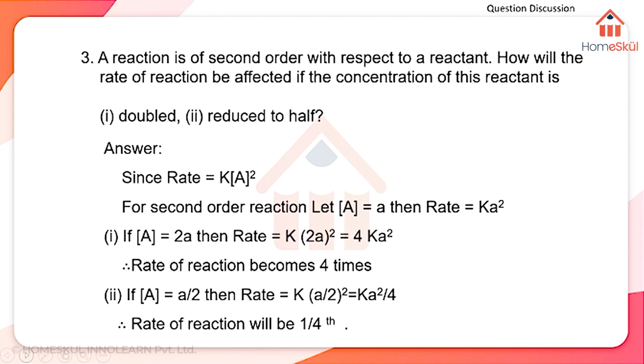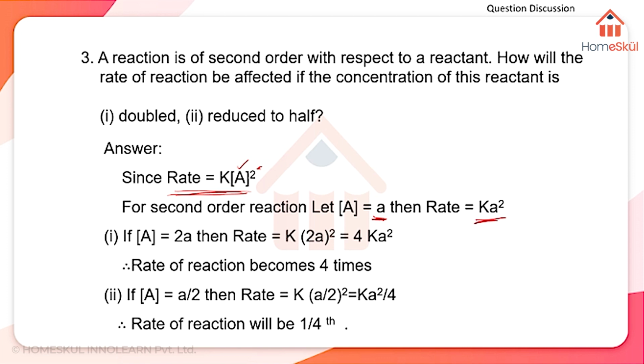Now the third question is, a reaction is of second order with respect to a reactant. How will the rate of reaction be affected if the concentration of the reactant is doubled? So according to the rate law, since it is a second order reaction, rate is equal to K into the concentration of reactant to the power 2. Suppose A is the reactant, consider the concentration of A as small letter a. To make this convenient, we take the concentration of A as a, and the rate will be K into a square.